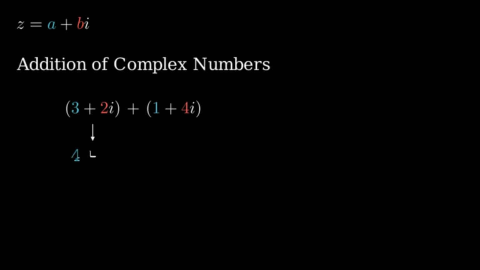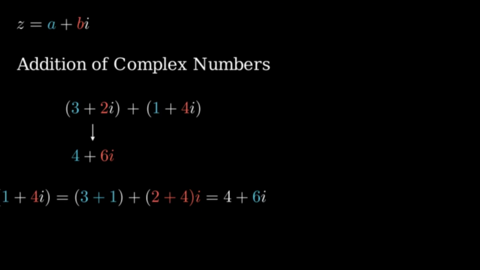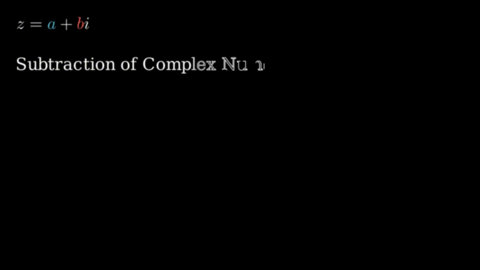We treat complex numbers like binomials, adding the corresponding parts together. For the real parts, we add 3 plus 1 to get 4. For the imaginary parts, we add 2i plus 4i to get 6i. This gives us a final result of 4 plus 6i.